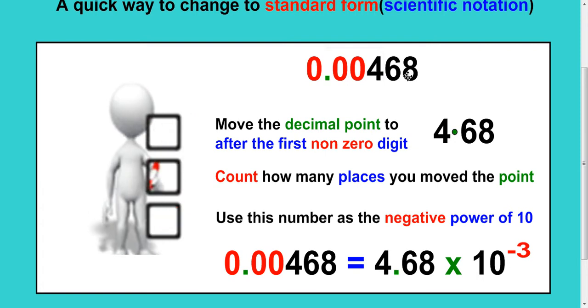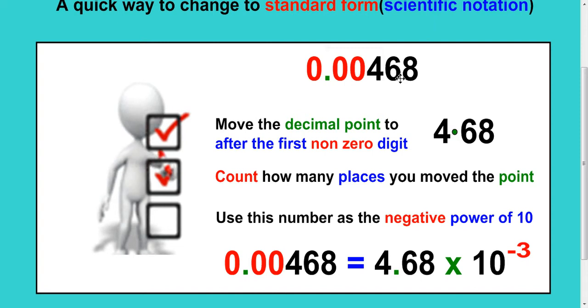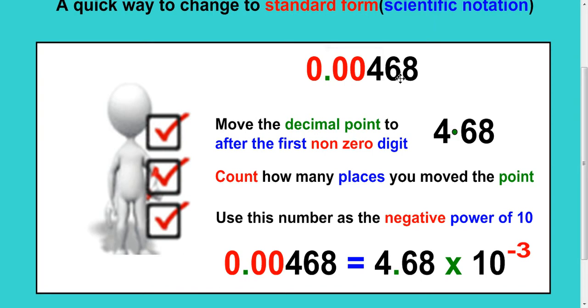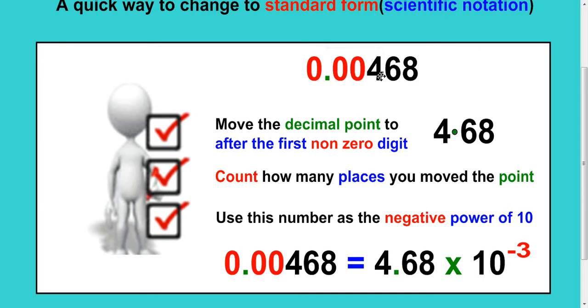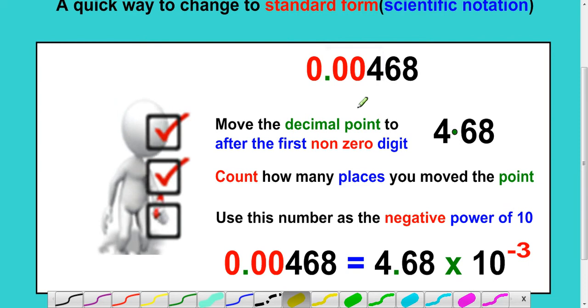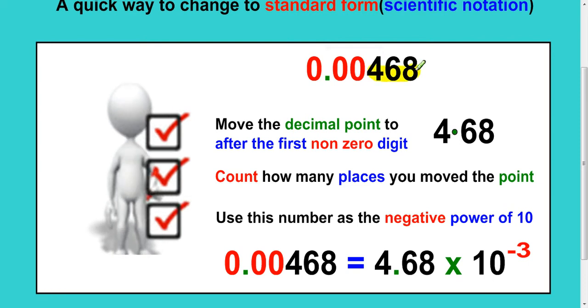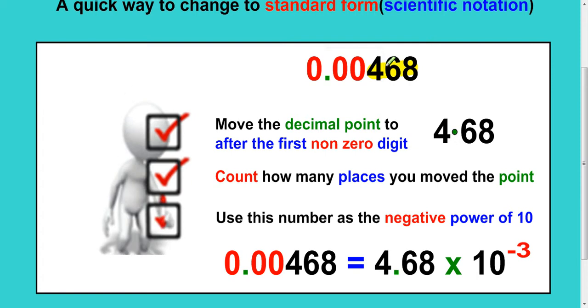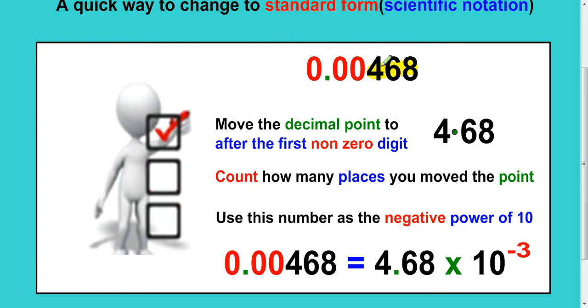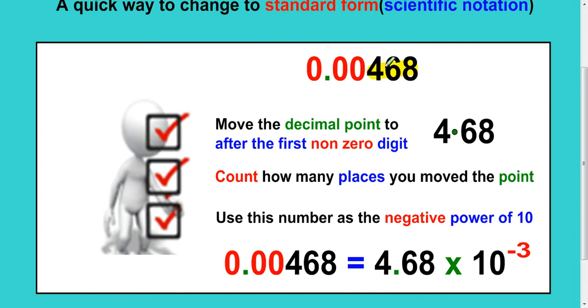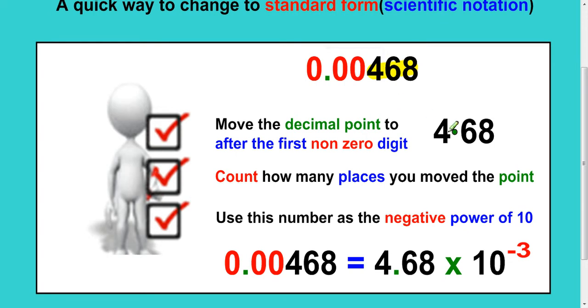We want our first number between 1 and 10, and we want times 10 to the power of, and because we're using small numbers we're going to use negative values. So the first thing to do is to create your first number between 1 and 10, and you get that from this bit here. Just looking at that bit there, that says 468, but to generate a number between 1 and 10 you just put the decimal point after the first digit here, not in the zeros but just after the first digit of these ones. So that goes to 4.68.